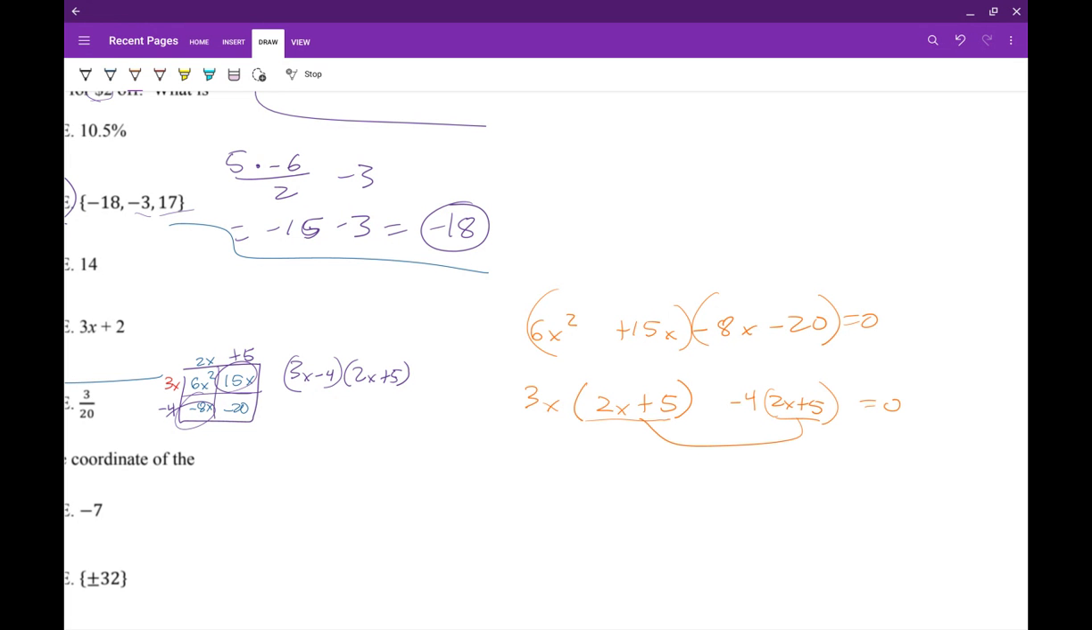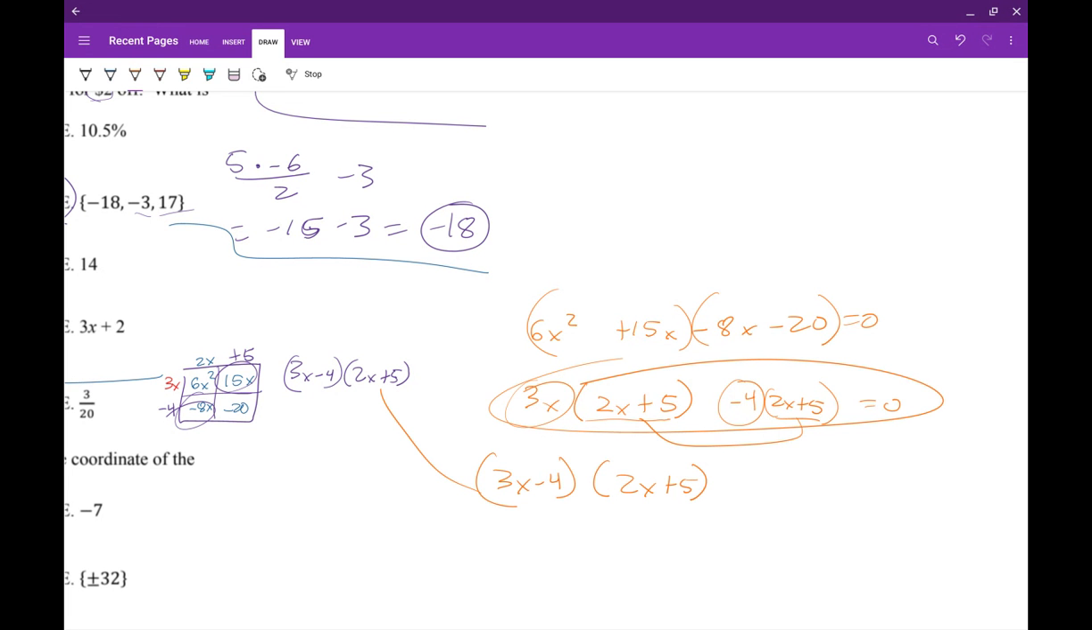Now, the reason that the two parentheses have to be equal is because if we want to find the linear factors through grouping, we need to use the distributive property, right? So we have 3x and negative 4. But how do we combine that? Well, through the distributive property. We know that 3x minus 4, all of that times 2x plus 5 is equal to that. Right? And so we get to the same answer as there.